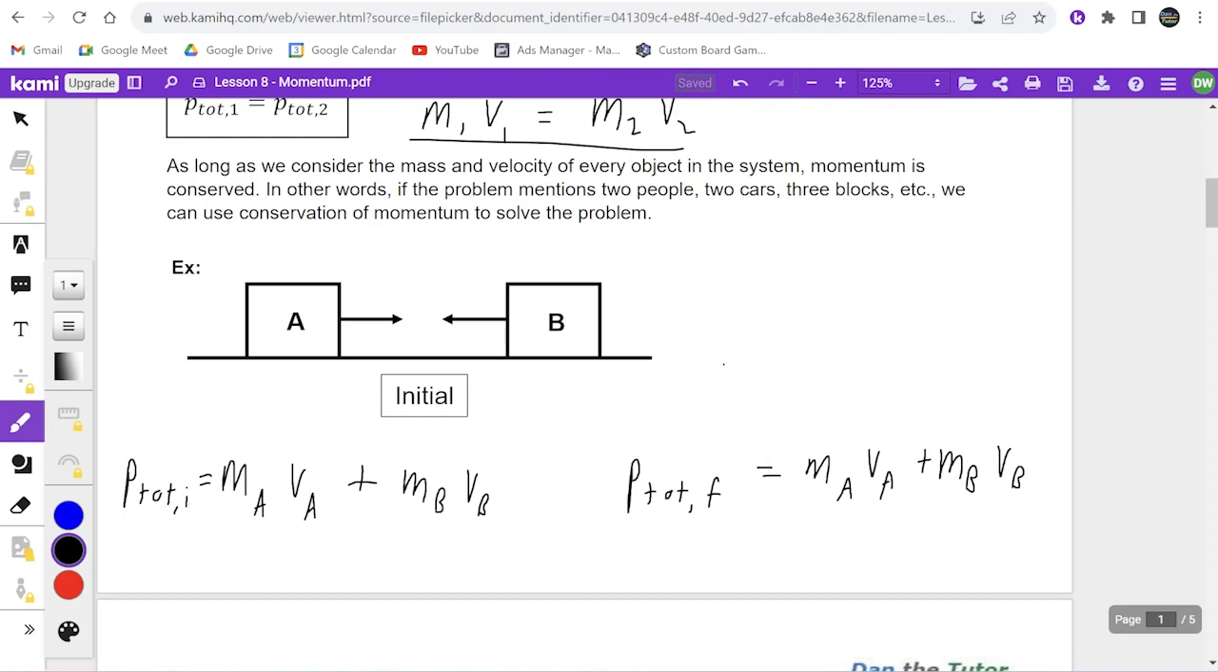And oftentimes I even like to draw a picture of this. Here's box A, here's box B, and now after they collide, maybe they're going in opposite directions. They don't have to go in opposite directions, but a lot of times they do. That's why I'm drawing this. I'll give you a second to catch up with the writing, but in the meantime, are there any questions?